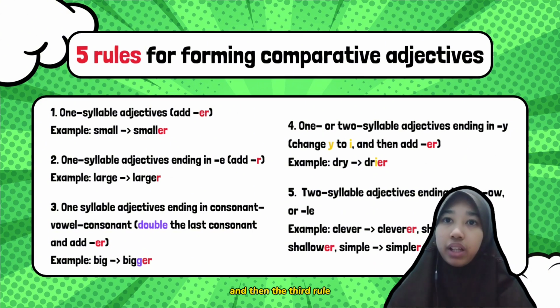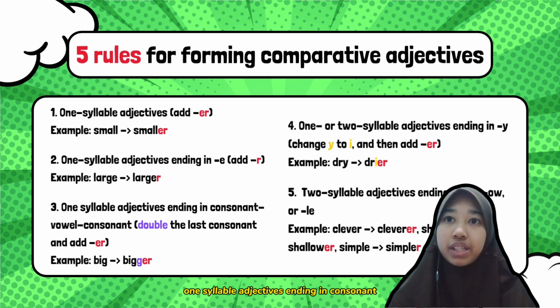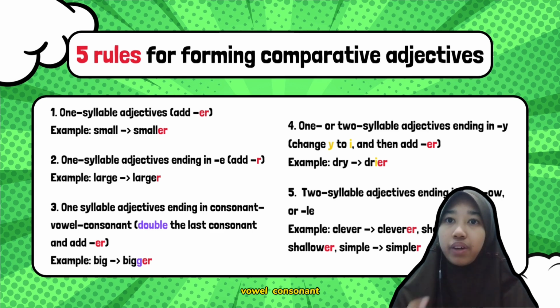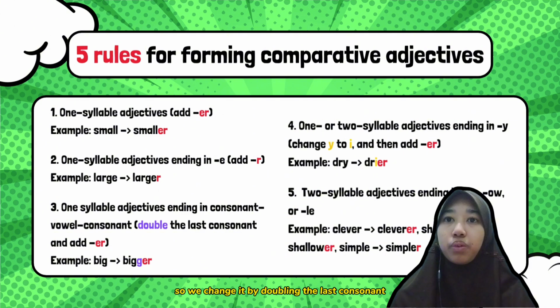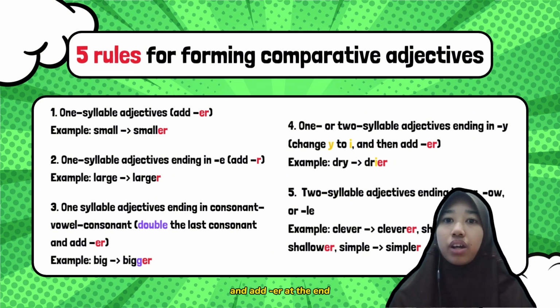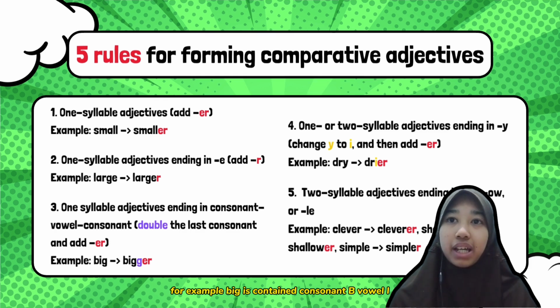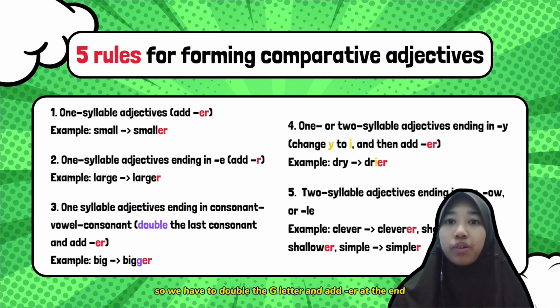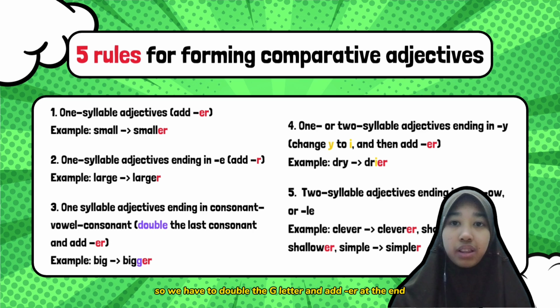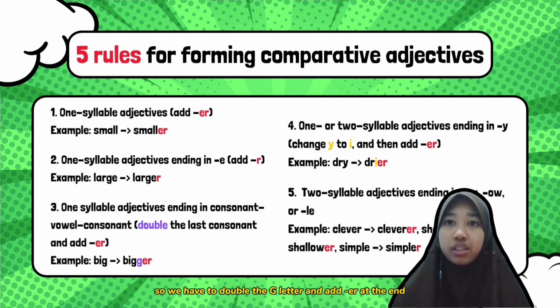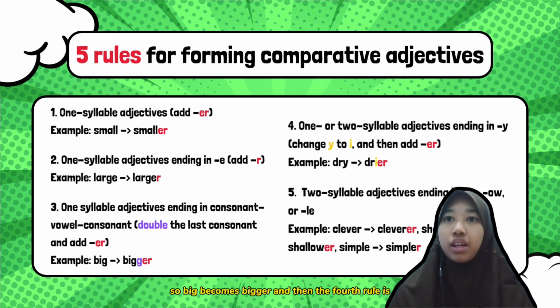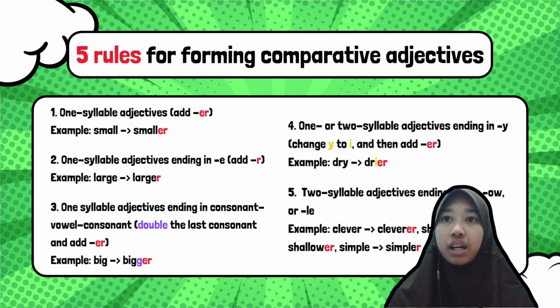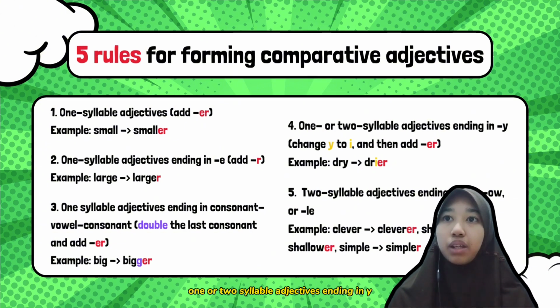And then the third rule, one-syllable adjectives ending in consonant, vowel, consonant. So, we change it by doubling the last consonant and adding er at the end. For example, big contains consonant B, vowel I, and consonant G. So, we have to double the G letter and add er at the end. So, big becomes bigger.